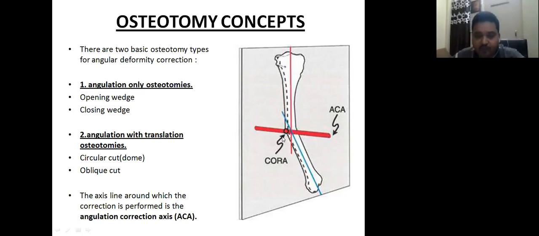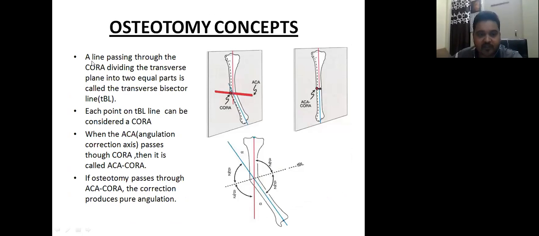Now, one important parameter to be known here is the axis line around which the correction is performed, the angulation correction axis. As I said earlier, CORA is the point of maximum deformity, and the line passing through it is the angulation line, the ACA, that is the angulation correction axis. This is the axis where the correction will take place. That will be passing through the CORA. We will come to the osteotomy concept, that's the same.